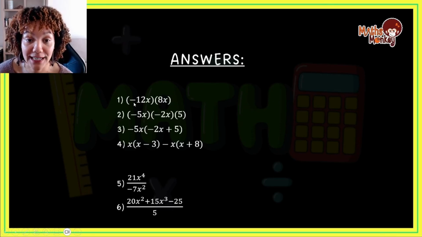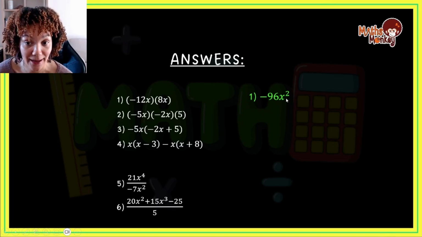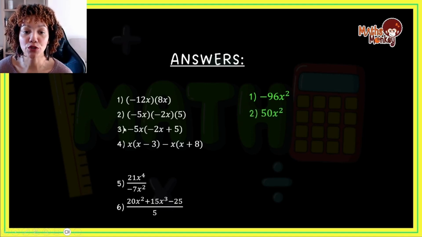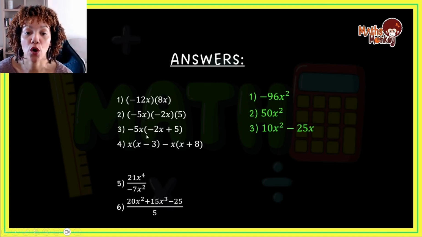Number one, we've got a negative 12 times positive 8, and both of them have x's. So negative 12 times 8 is negative 96, and we've got two x's there. Right, number two, the answer was 50x squared. Right, I've got two x's, and negative times negative is positive 10, and then that 10 times 5 is positive 50. In the next one, we had to multiply using the arrow, right? So your answer would have been 10x squared minus 25x.